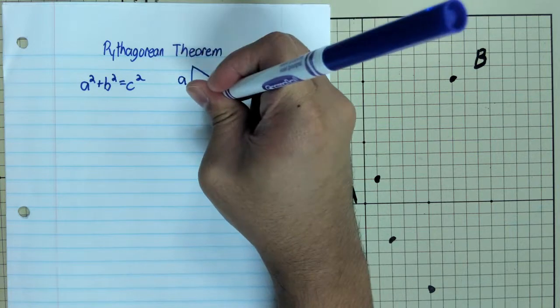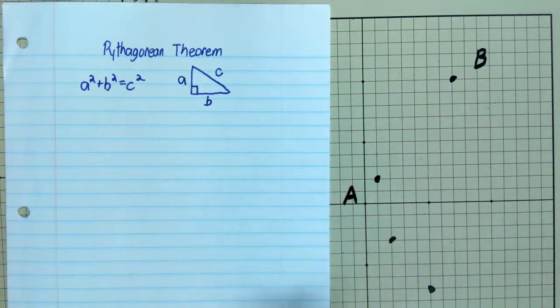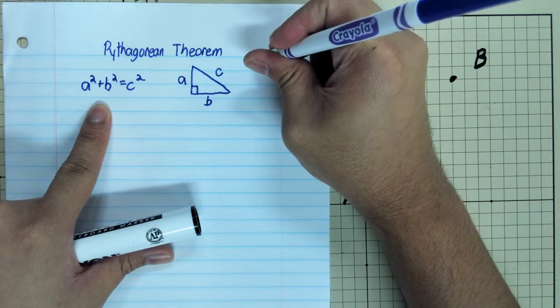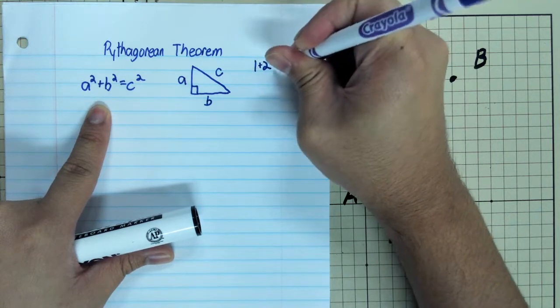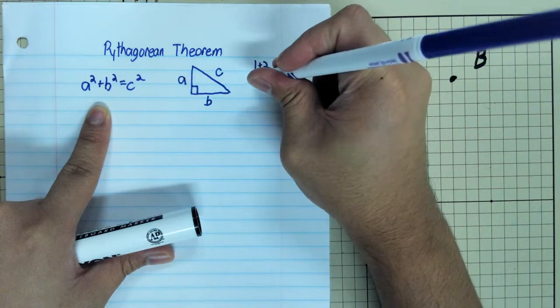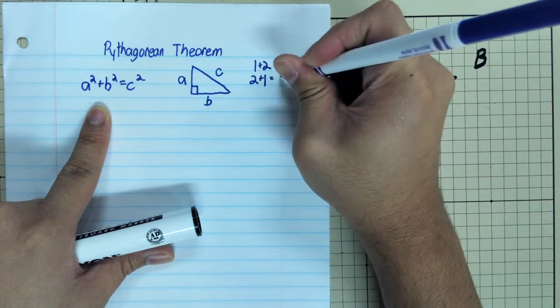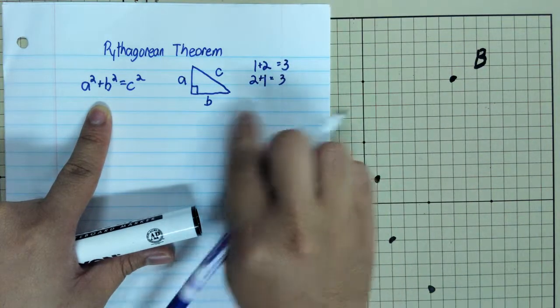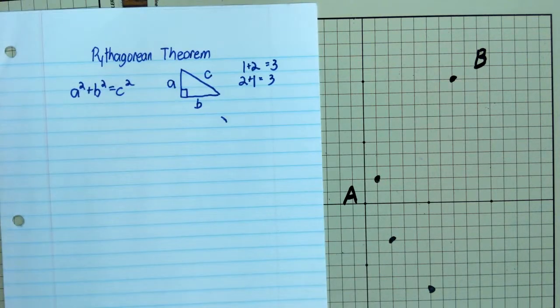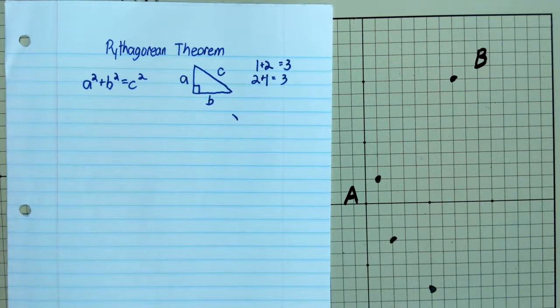A and b are the other two legs. It doesn't matter which one is a and which one is b, because we are adding over here. For example, 1 plus 2 is 3, and even if we switch that, 2 plus 1 is still equal to 3. So when we're adding, we can switch these two around. That's why it doesn't matter which one is a and which one is b.